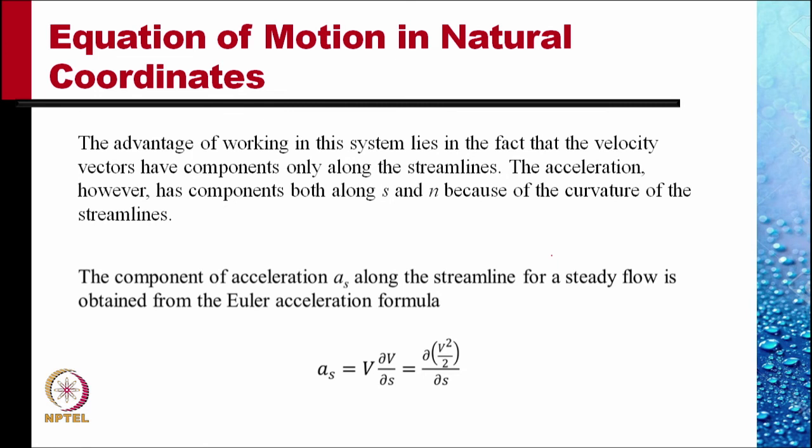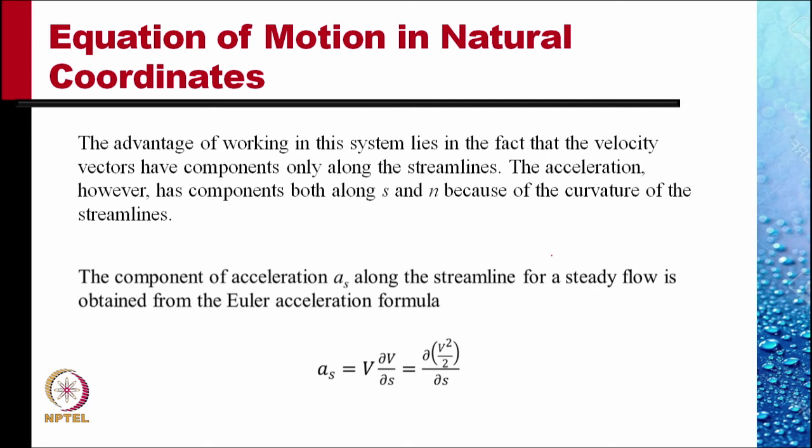The advantage of working in this system lies in the fact that the velocity vectors have components only along the streamlines. There is no velocity vector normal to the streamline, so Vn is 0. The acceleration, however, has components both along the S and the N direction because of the curvature of the streamlines. Since the streamlines are curving, the velocity vector is changing direction, and that would require a normal component of acceleration.